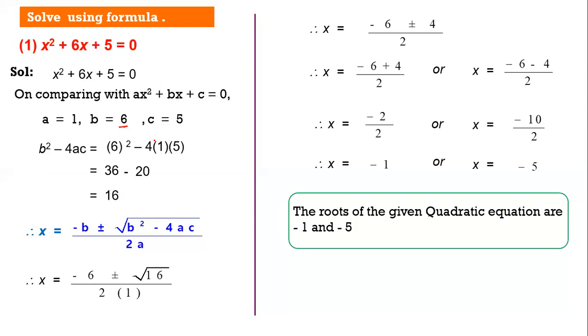We'll take up 2 more sums in this video quickly. Now in this sum we will take up a sum where what happens if we don't get a perfect square. So we'll quickly run through it. Solve the following using formula: x square minus 3x minus 2.